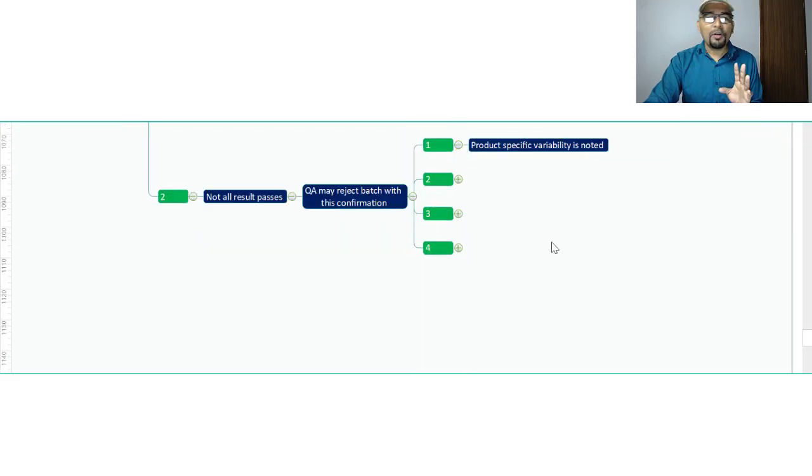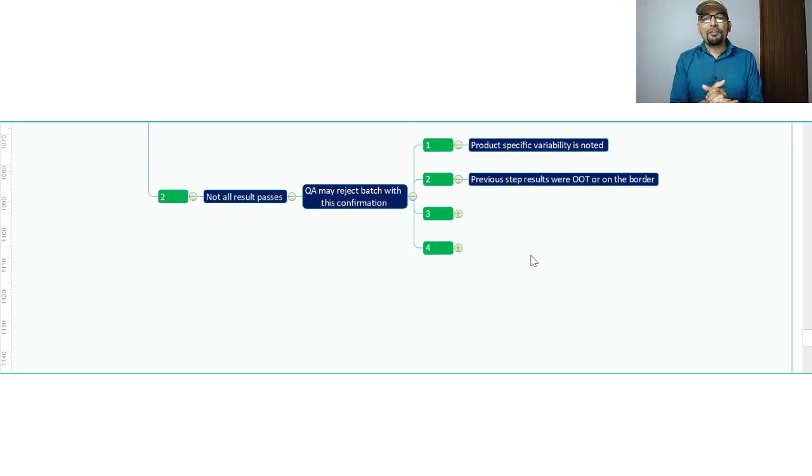The first could be what? The product specific variability is noted. Now the QA can understand whether this particular product has any such kind of variability in the past or maybe in the same batch. So if there is variability noted in the product, the assay result is always moving from lower to higher, and many times it was always observed for this product, then QA can straight away go for the rejection of the batch.